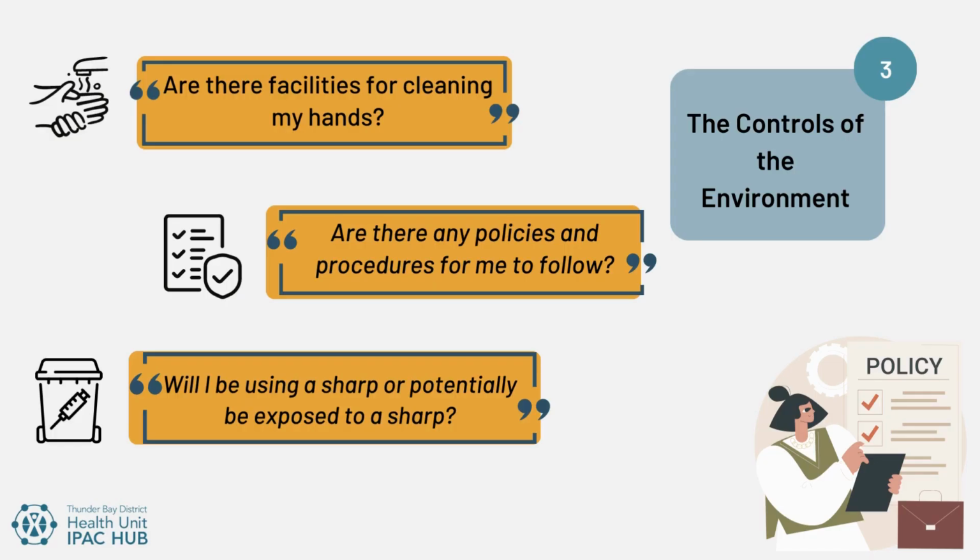And the third one is the controls of the environment and administrative controls. So think about the controls that have already been put in place by your employer. Ask yourself questions about the administrative controls and controls of the environment that are in place in your own personal healthcare setting. Are there facilities for cleaning my hands? So you want to know where your facility's alcohol-based hand rub stations are and their hand washing sinks as well.